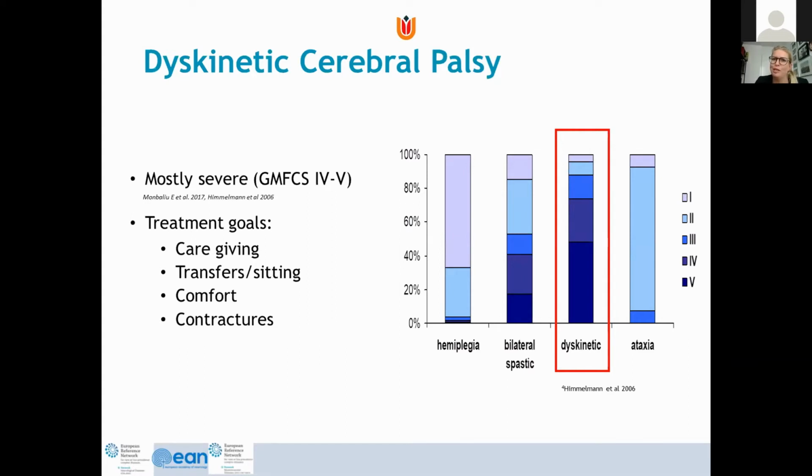And in this group of patients, the treatment goals are usually improvement of caregiving, improvement of transfers and sitting, improvement of comfort and pain, and also prevention of contractures.